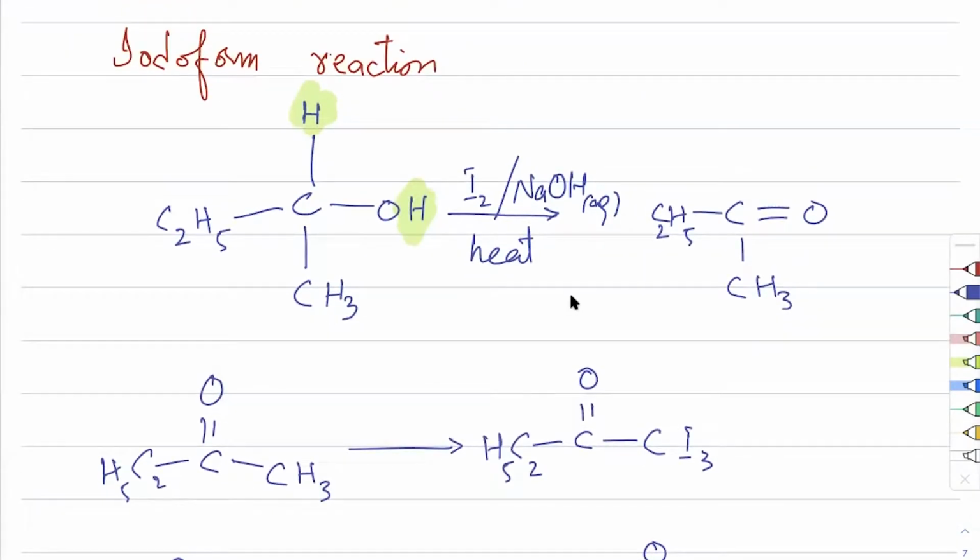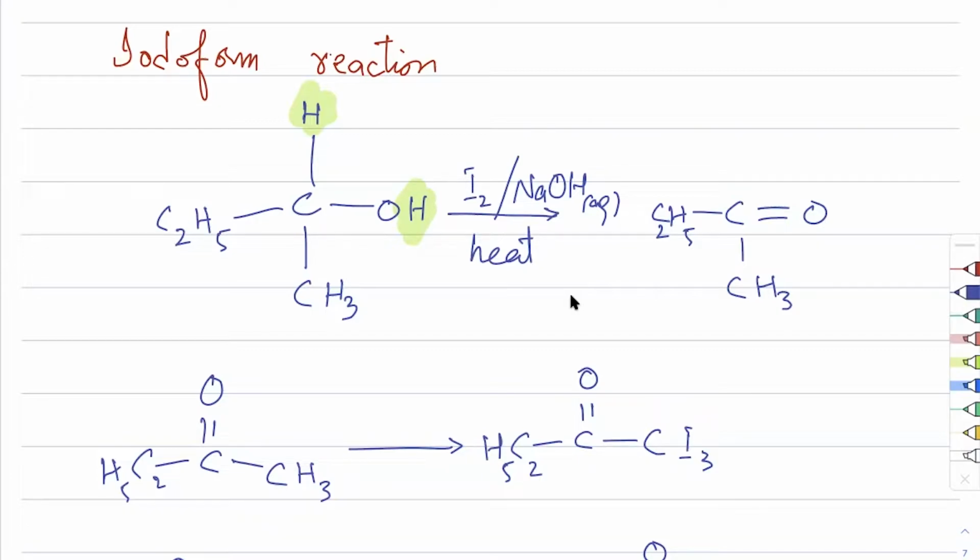What happens? You have basically oxidized a secondary alcohol. Of course, it doesn't have to be a secondary alcohol. It has to be an alcohol in which you have a methyl group on the same carbon as OH. That's important. On the other side, it can be anything.